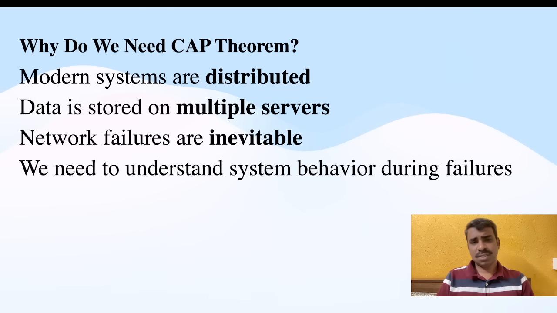and we cannot make sure the network is always available or always running. It will never fail? That is not at all possible, right? Network failures are inevitable. They can happen at any time. So we need to understand system behavior during failures. So we have to decide how the system will behave during these failures. That is CAP theorem.